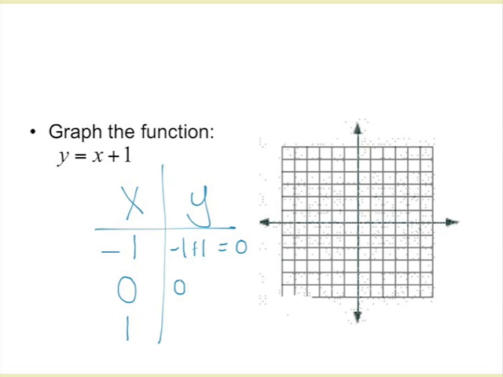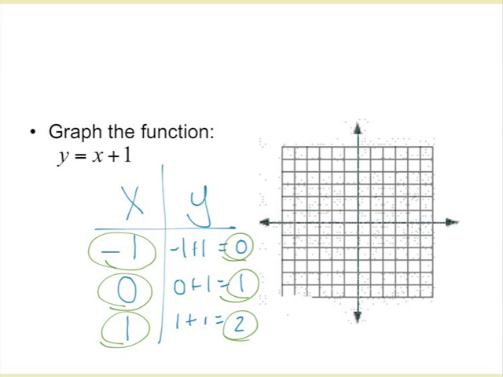If I plug in a 0, 0 plus 1 is 1. And if I plug in a 1, I get 1 plus 1 is 2. Then I'm going to take these x's and y's and say that they are my ordered pairs, and I'm going to plot them. So I'm going to plot a point at -1, 0, a point at 0, 1, and a point at 1, 2. They should all be in a straight line.